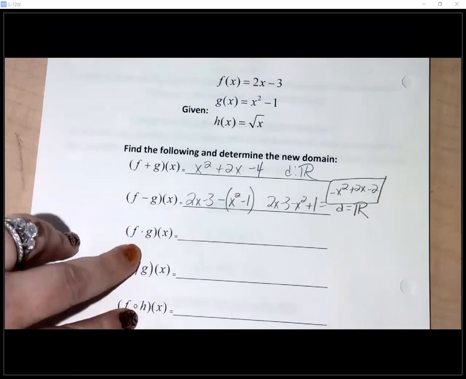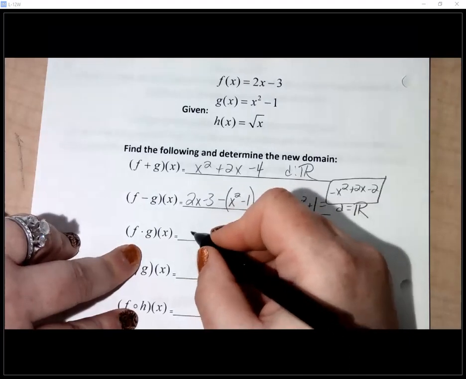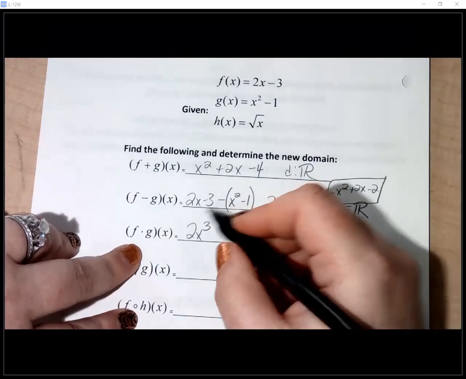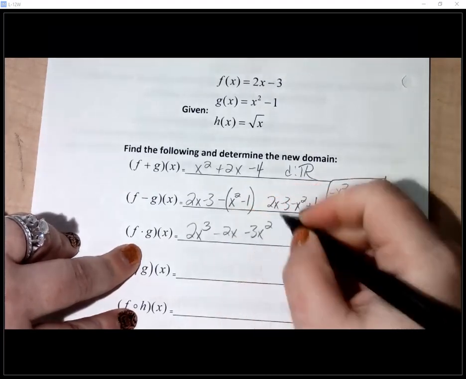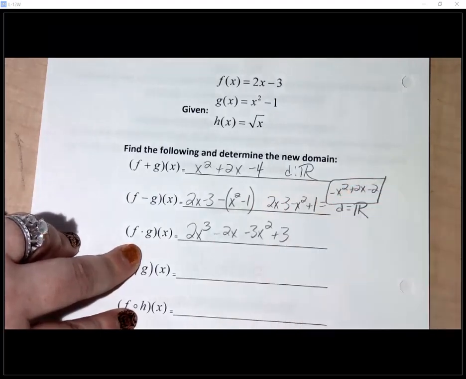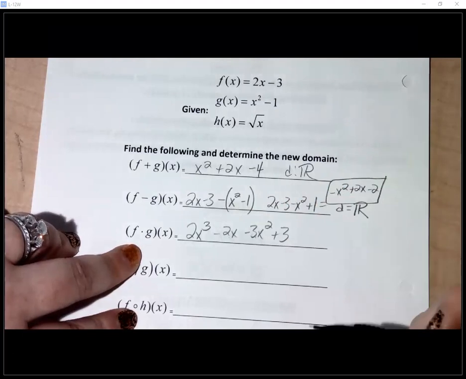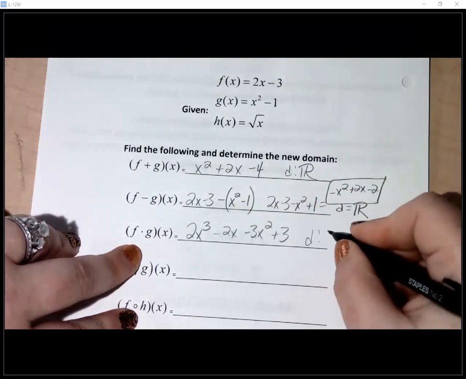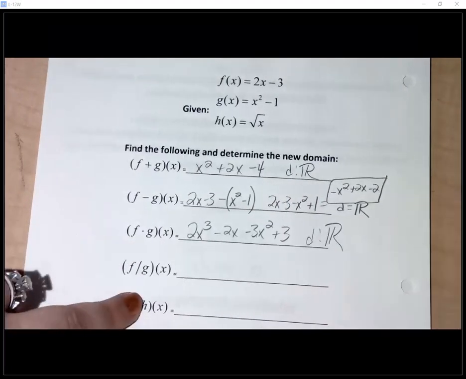Multiplying the f and the g together. That's going to get us 2x cubed minus 2x minus 3x squared plus 3. Maybe swap these two if you want it in order. Domain. Everybody. All reals, yes. Now things get a little bit trickier because we have division.